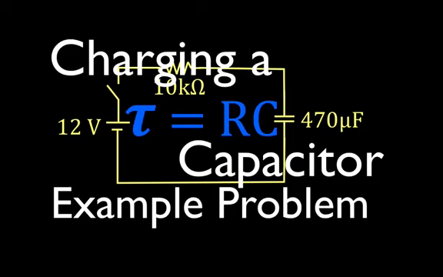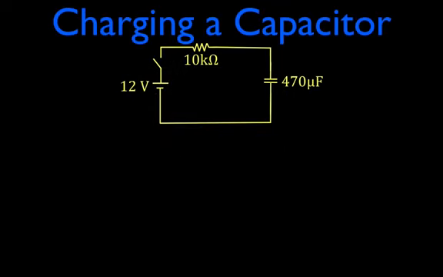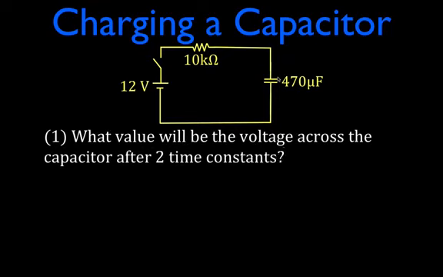Okay, in today's video, I'm going to go over an example problem concerning voltage and current while charging a capacitor in a simple RC circuit. In this circuit we have a 12 volt DC source, a 10K ohm resistor, and a 470 microfarad capacitor. And we're going to answer the following four questions.